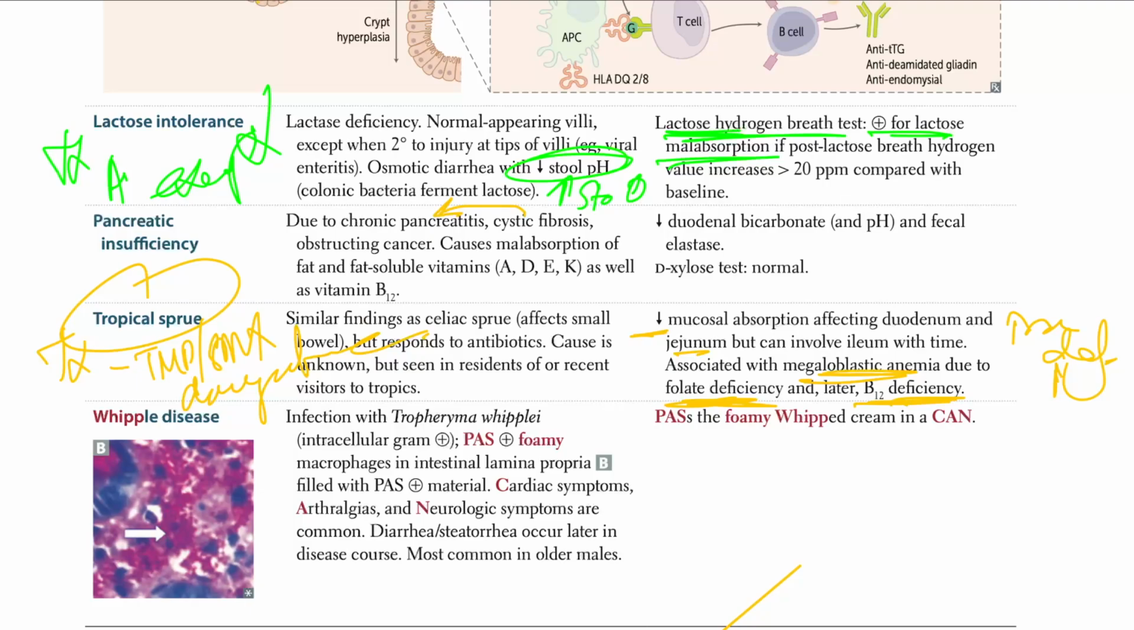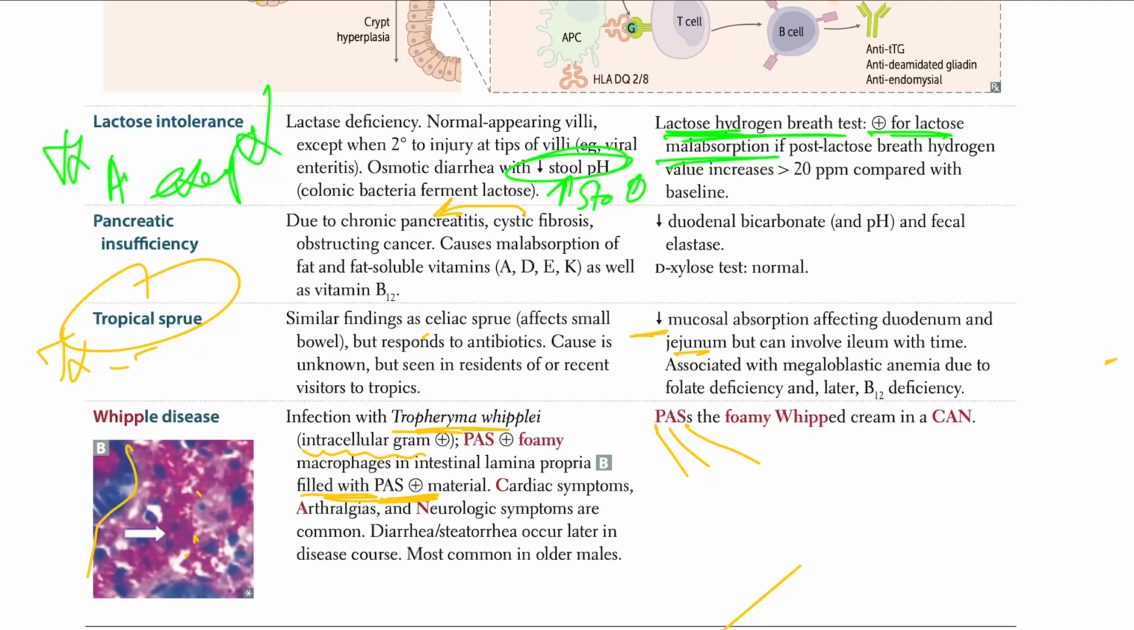But now the last thing here, we have Whipple's disease. It is the infection with Tropheryma whipplei. They are intracellular, gram positive, PAS positive foaming macrophages in the intestinal lamina propria. They are filled with PAS positive material. What is PAS? That's the periodic acid-Schiff stain. Okay, so you can see here, they're filled with the PAS positive material, all of that red thing that you can see here.